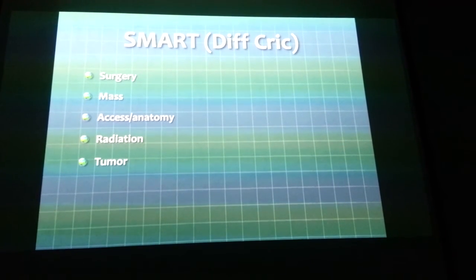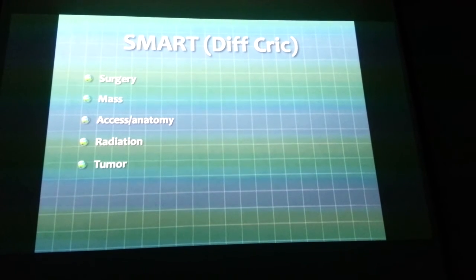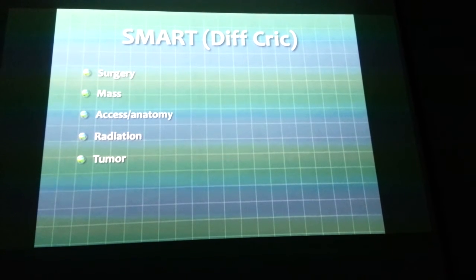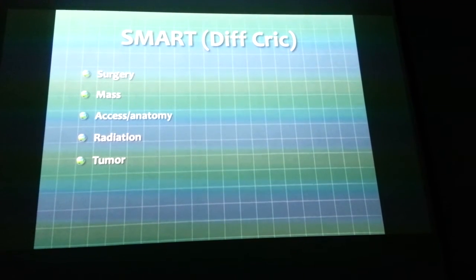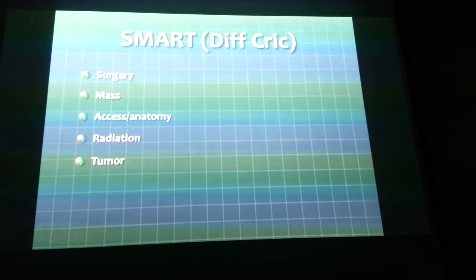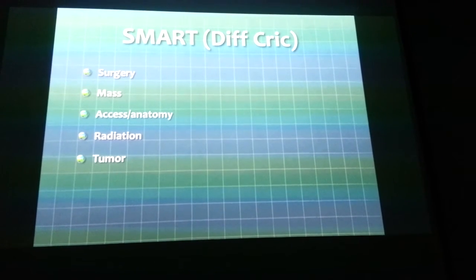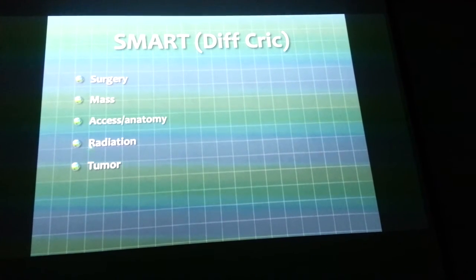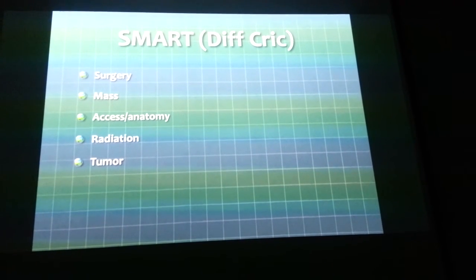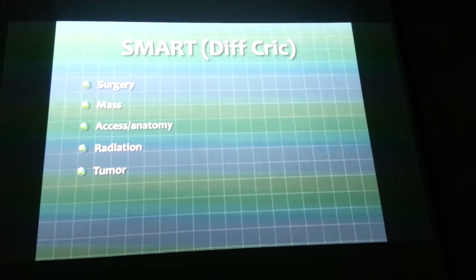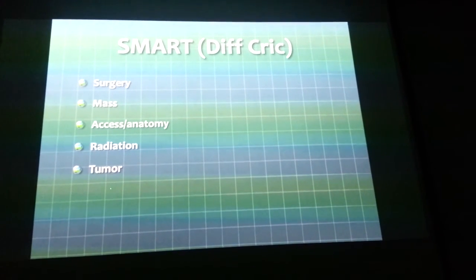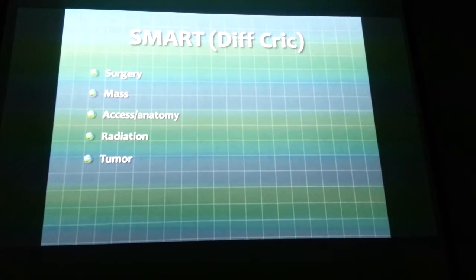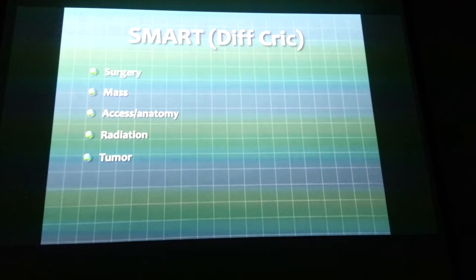SMART, mnemonic for difficult cric. S, have they had recent surgery? Is that anatomy difficult to assess? M for mass. They have a mass there, we don't know what it is. You're not going to be able to palpate that cricothyroid membrane. A, anatomy: are we going to be able to palpate that anatomy, or do they have distorted anatomy? R, radiation. That skin gets very taut like leather, a lot of that tissue shrinks, and your landmarks will be off as well. T, tumor. Is that a fatty tumor? Is it a vascular tumor? Those are things that we don't want to really go down that road.